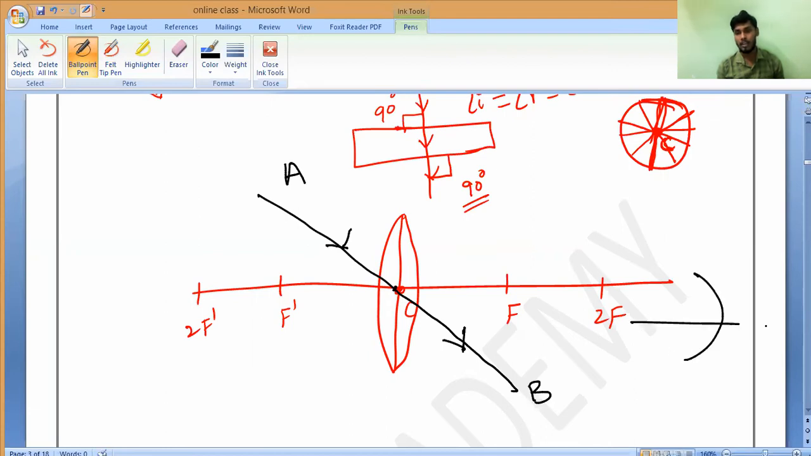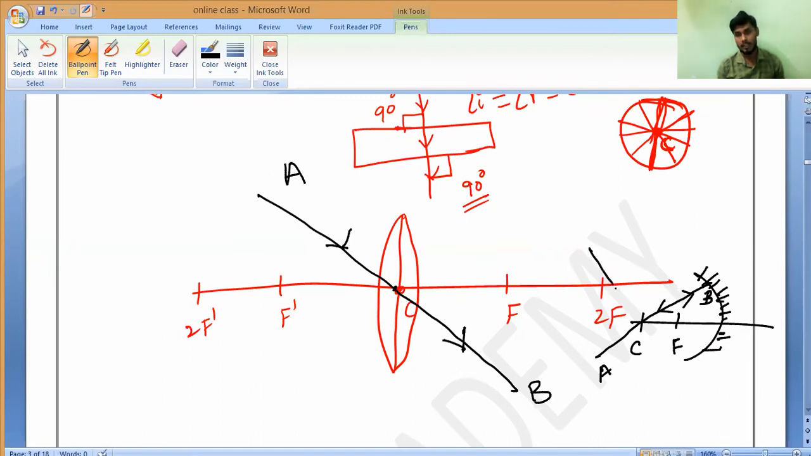In the case of a concave mirror, can you say what happens to the light ray going through the optical center? The light ray which is going through the optical center reflects back into the same medium. Is it yes or no? Yes, sir. In the same way here, the lens is transparent, so the ray will go straight.